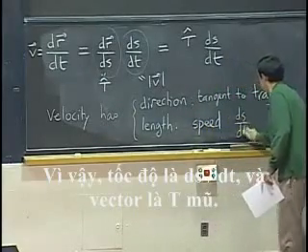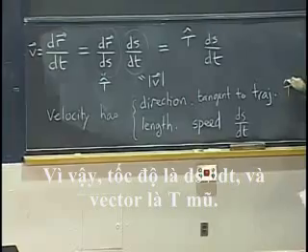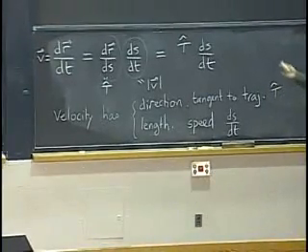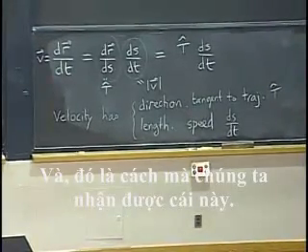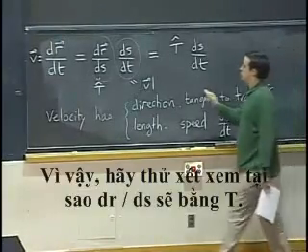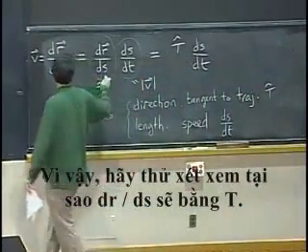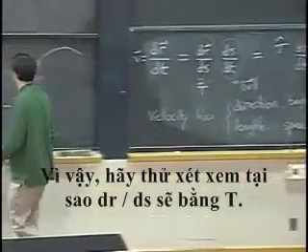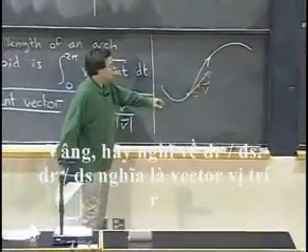So the speed is ds dt, and the tangent vector is t hat. And that's how we get this. Okay. So let's try just to see why dr ds should be t. Well, let's think of dr ds.